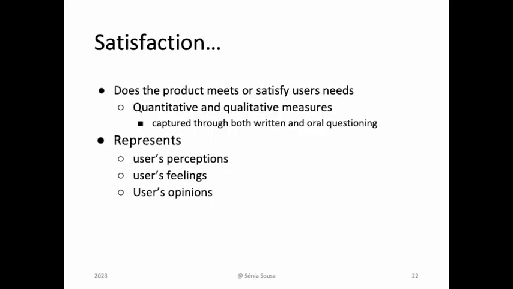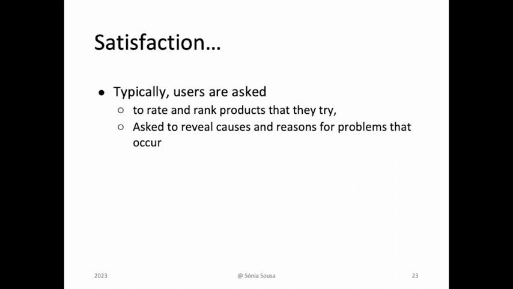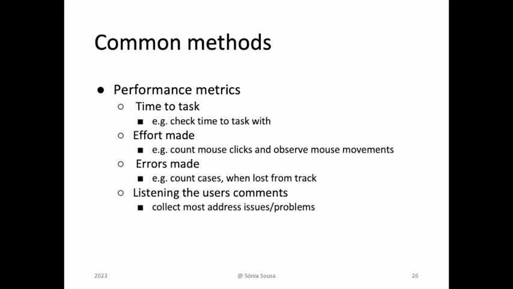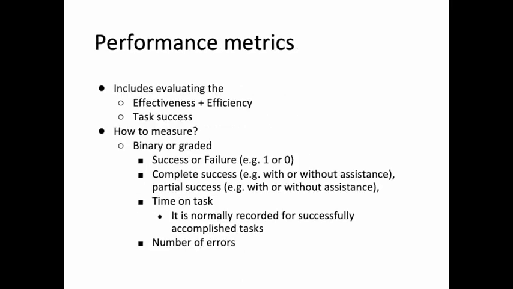Satisfaction is more how they think, how they perceive the feelings and opinions. So usually we use interviews, questionnaires, and capture thoughts. Or usually to measure satisfaction, we also use a ranking. So we can use a Likert scale ranking, or we can use these emotional scales like the smiles. So performance metrics like efficiency and effectiveness can be measured with time to task. Check the time that the user needs to finish the task, the effort, count mouse clicks, and the movements. We can also measure time, success, and number of errors.